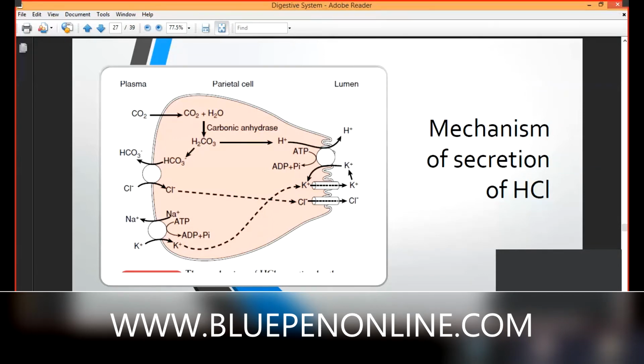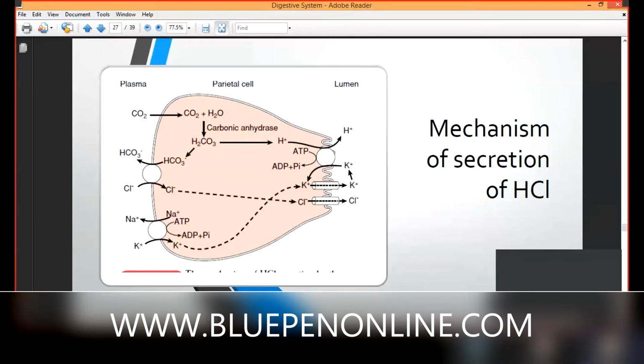ATP and ADP, in both places ADP is released after taking ATP. So energy is required. That's why after food intake, energy is needed. Energy is required.